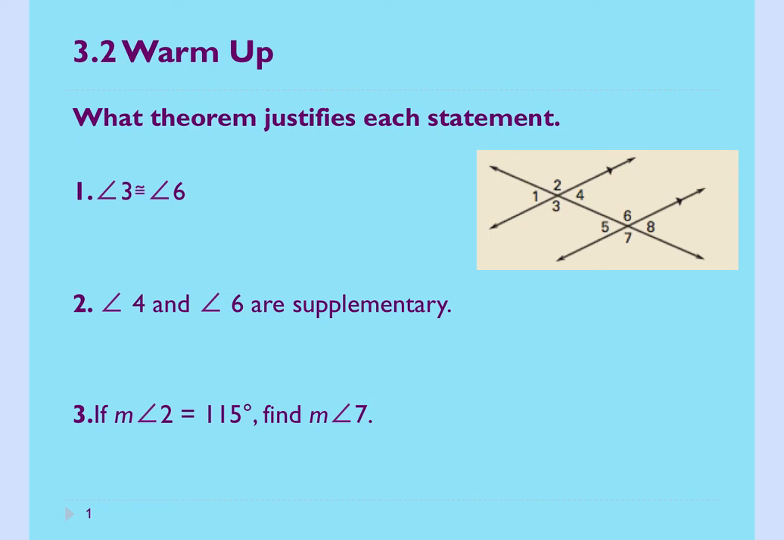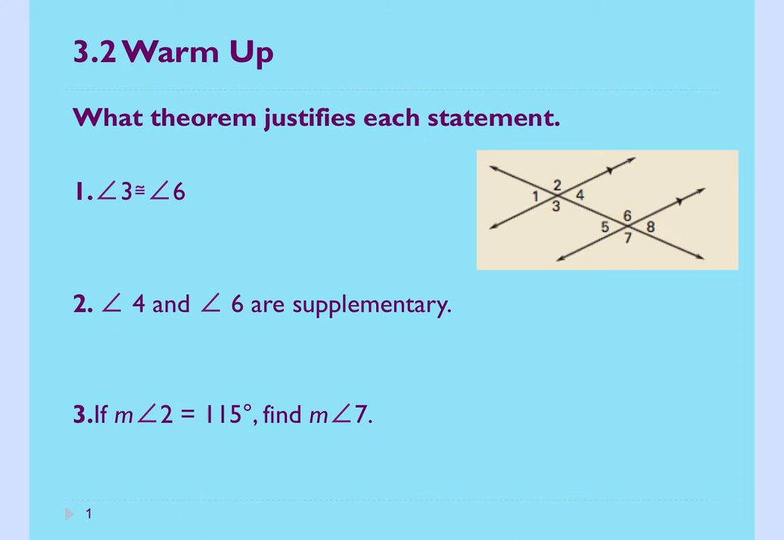All right, so in 3.2, we talked about the theorems that prove things about angles given parallel lines. So if there's parallel lines, alternate interior, alternate exterior, and corresponding angles are all congruent, and same side interior or consecutive interior are supplementary. So this one just says what theorem justifies each statement. You want to make sure you know the name.